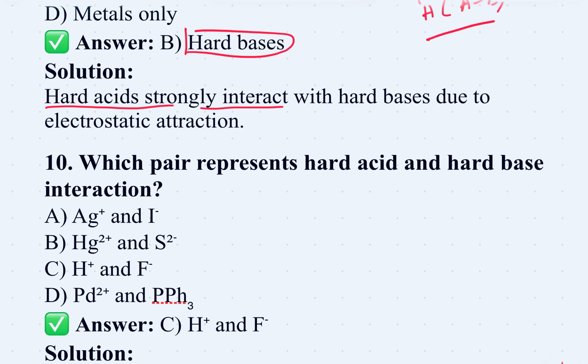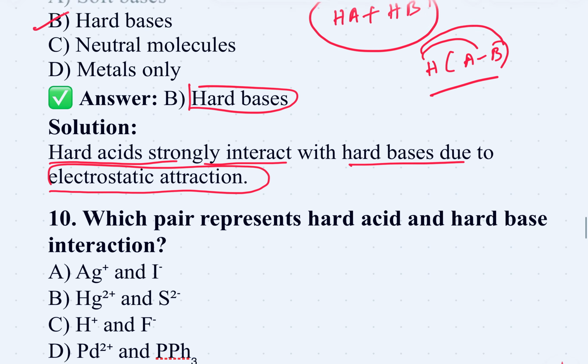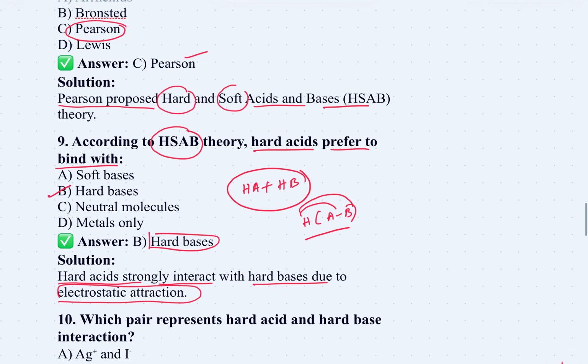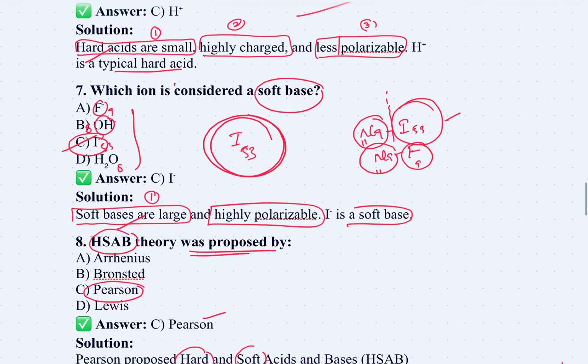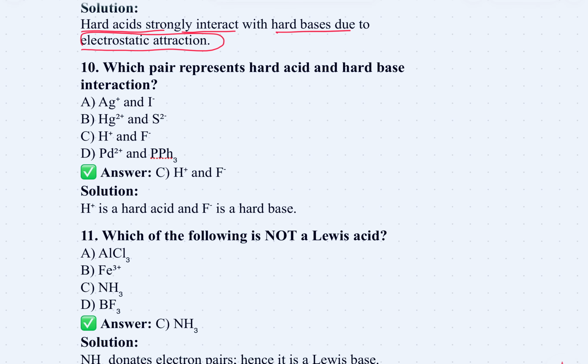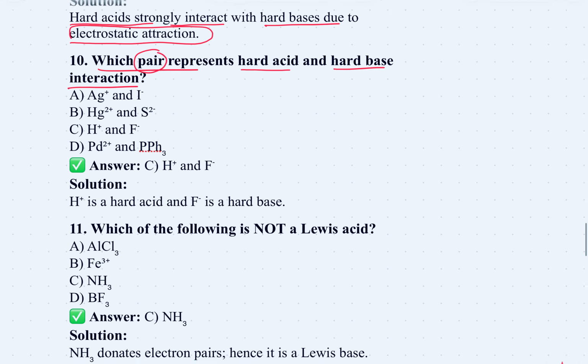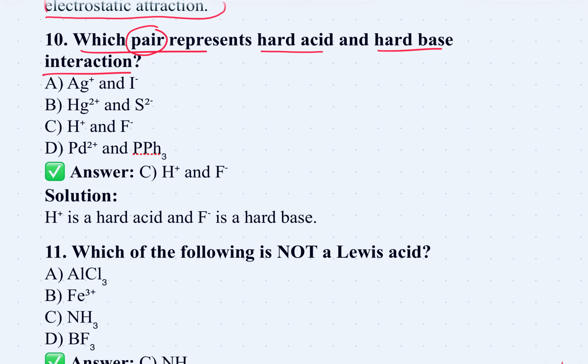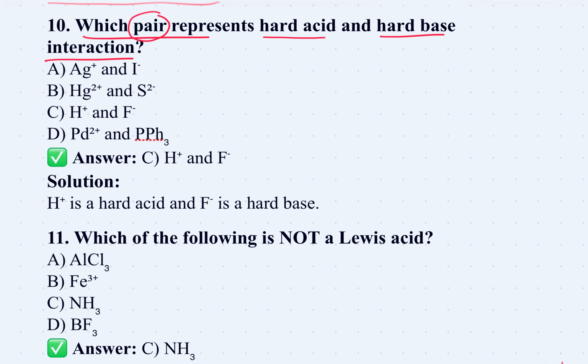Hard acids strongly interact with the hard bases due to electrostatic attraction. Electrostatic force of attraction. Clear? Don't forget this one. Very important. Clear? Student? Hard acids, hard bases. Next one. Which pair represents the hard acid, hard base interaction? Given pairs, which pair will give you information about hard acid, hard base interaction? Very important. Just now we discussed H plus is what? Hard acid. F minus what? Hard base. Clear? So these two.